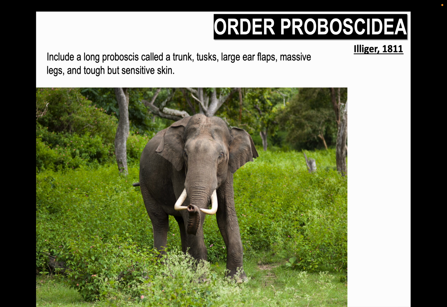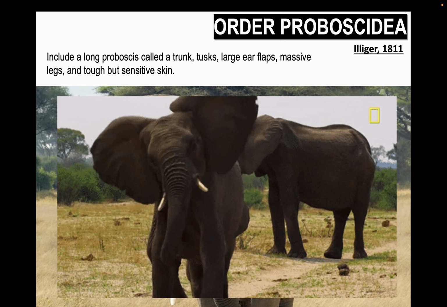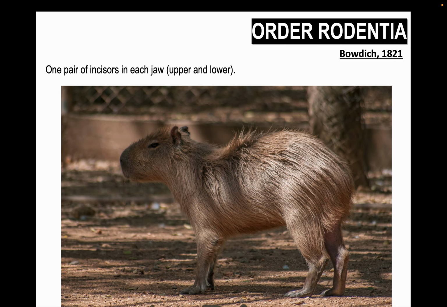Then we have order Proboscidea, which have a long proboscis called a trunk. So they also have tusks, large ear flaps, massive legs, and tough but very sensitive skin. Elephants are under Proboscidea. Okay? Then Rodentia, one pair of incisors in each jaw. It's the key characteristic you have to remember.